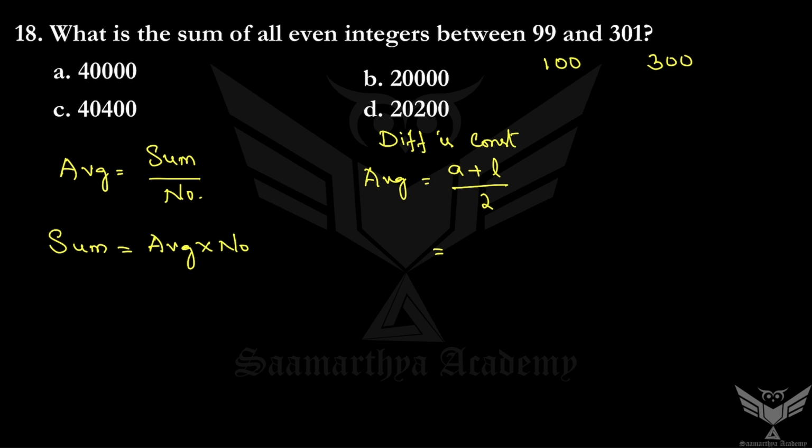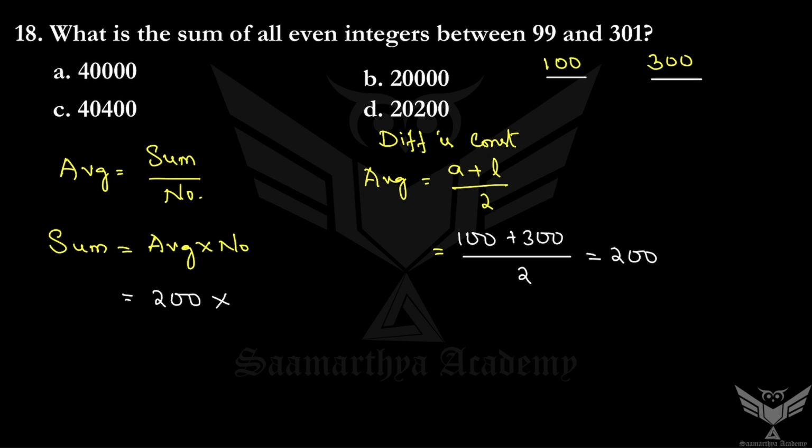Now what is the first term that we got? The actual first term that we want is 100. The last term is 300. So 100 plus 300 by 2. This will give me 200. This is my average. So the average that I got is 200.